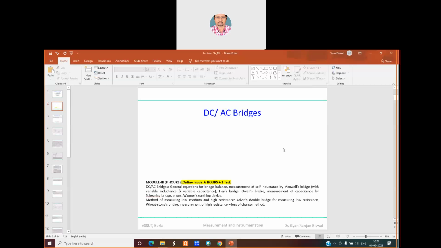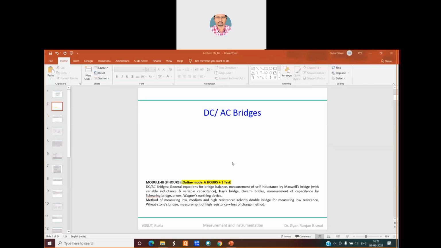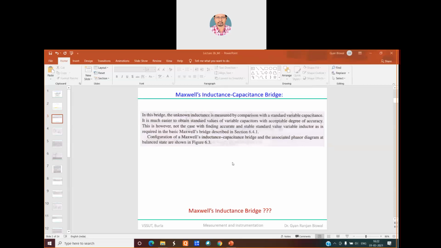So in the last lecture, we discussed the Wheatstone bridge, and now today we are supposed to discuss the AC bridges. Under the head of DC AC bridges, this is the AC bridges portion. Now we'll see the first bridge, the fundamental bridge. Under the head of AC bridges, in the next couple of lectures, we are going to discuss the measurement of unknown inductances and the measurement of unknown capacitances.